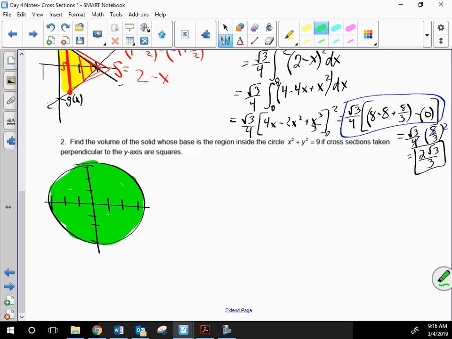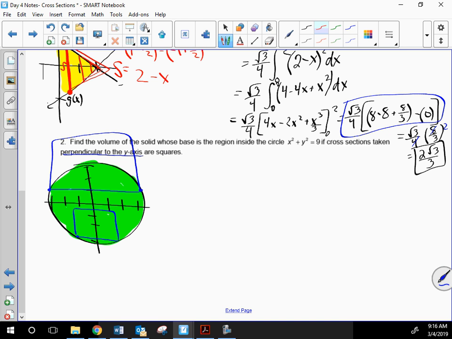Okay. And it says cross section is taken perpendicular to the y-axis. Alright, so perpendicular to the y-axis. So when I draw my squares, I have to go perpendicular to the y-axis. So we're getting squares. Okay, so interestingly, I don't think it actually changes your volume, even if it's perpendicular to the x-axis, because it is a circle. Normally, when we have a perpendicular to the y-axis, that does change your volume.